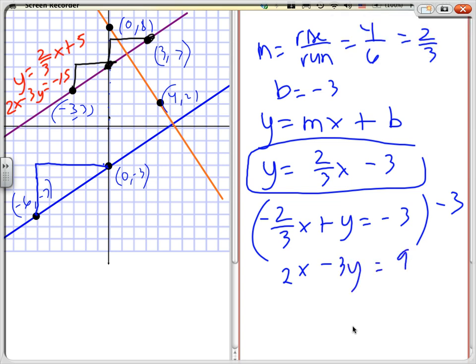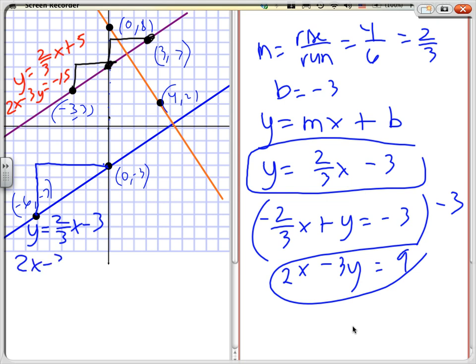Equals 9. Okay. So I have the information that I gathered right here, and then can I go back to the blue line and write this? Watch this. What form is that? 2x subtract 3y. Standard? This is standard. Remember, all the x and y on one side? Okay, so we have y equals 2/3 x minus 3. That's your slope-intercept. And then 2x minus 3y equals 9 as your standard form. So I'm going to go ahead and circle that.